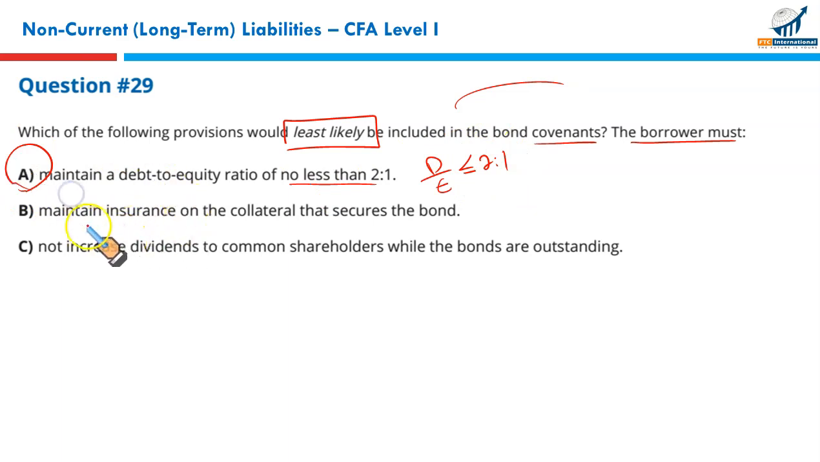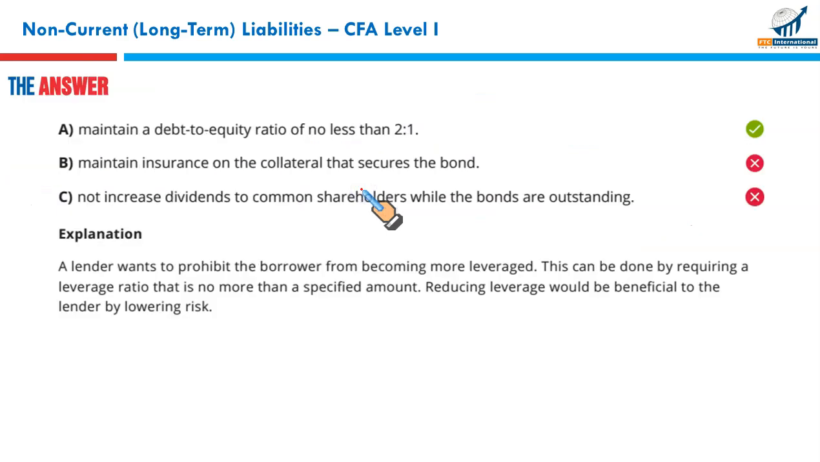This is least likely. Maintain insurance on the collateral that secures the bond. Yes, that is good. That will provide comfort to the bondholders. Not increase dividends to common shareholders while the bonds are outstanding. Yes. So these B and C will provide protection to the bondholders. We need a debt to equity ratio of not more than 2:1, so this is inaccurate. So that makes A the correct option.